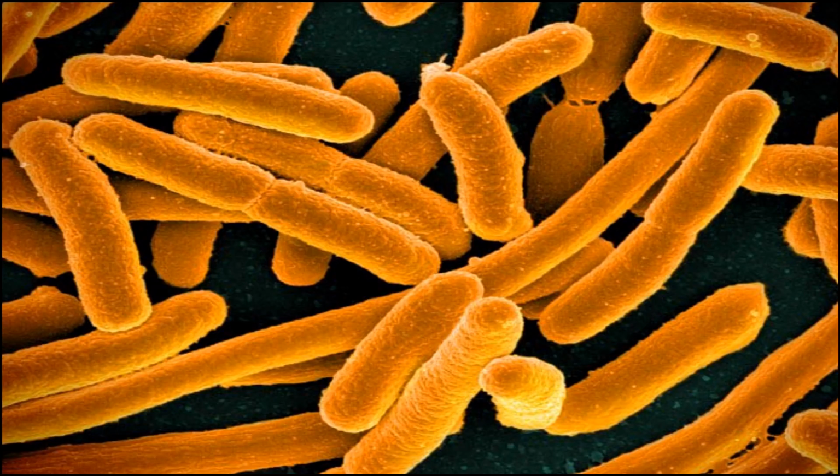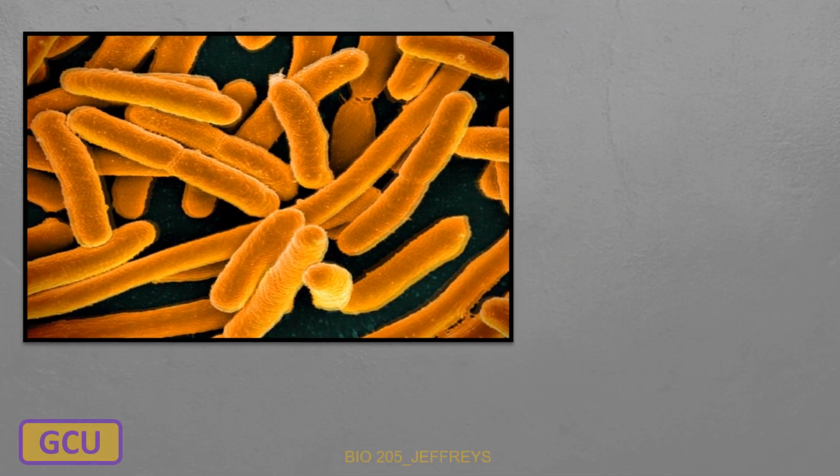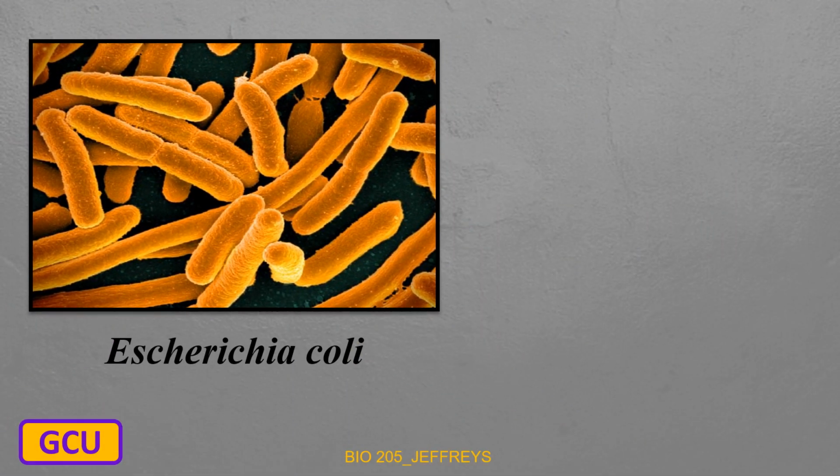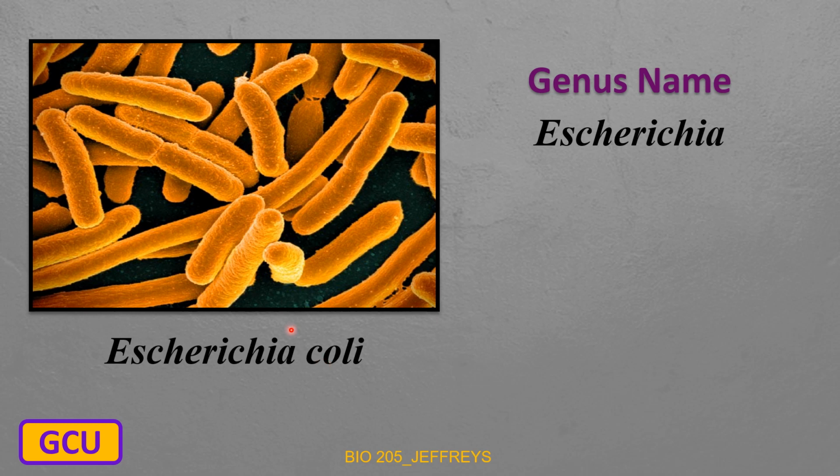So here is an organism that you will become very familiar with as we go through this course. This is Escherichia coli. Now, Escherichia coli is a bacterium, and there are two terms here, Escherichia and coli. By the way, you know this better as E. coli. So we have the genus name, which is Escherichia, and then we have the species name, that's coli.